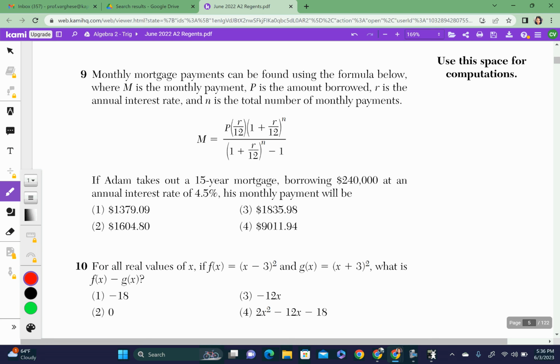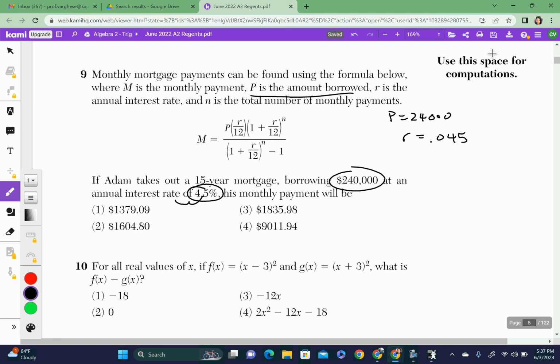For this next one, all it is is making sure that you understand what each of the variables is. So P is the amount borrowed. So he's borrowing 240,000. So P is equal to 240,000. The R is the rate. So they're telling us that the rate is 4.5%, which as a decimal, 2 places to the left, is 0.045. So that's our rate.